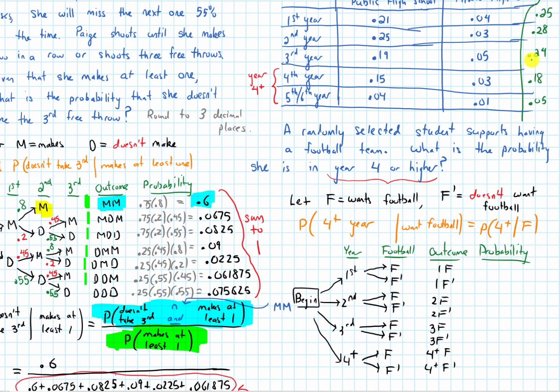So from the table, we see that 0.25, that's the probability that someone is going to be a first year. 0.28 is for them being a second year. For a third year, it is going to be 0.24. And then for a fourth year, we have to add two values. We've got to add the 0.18 plus the 0.05 together. And if we do that, that'll give us 0.23.